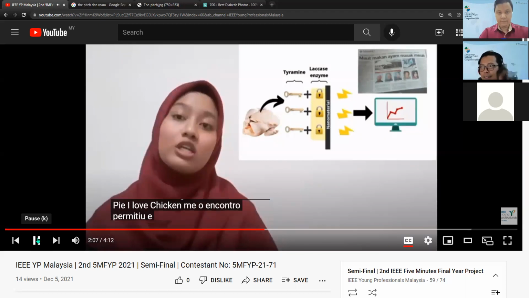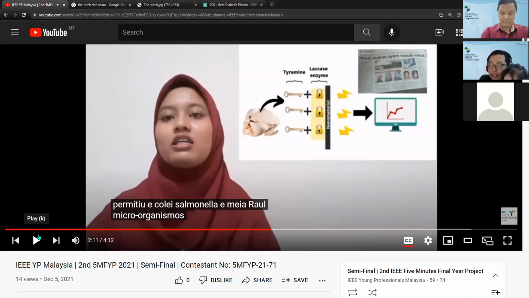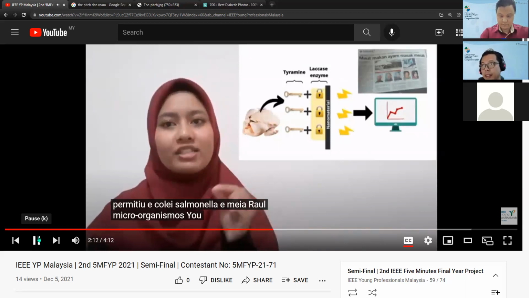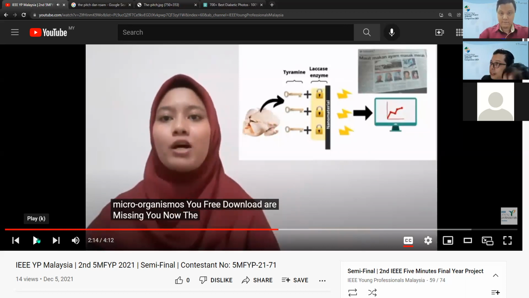So when contaminated with E. coli, salmonella, and many other harmful microorganisms. Chicken meat contaminated with harmful microorganism like E. coli and salmonella. Okay. We'll break down that tyrosine. Okay, we'll break down that tyrosine into smaller compounds called tyramine. So it's good that she mentioned tyramine, and tyramine is also here. So people can relate what she's talking about to this thing here.